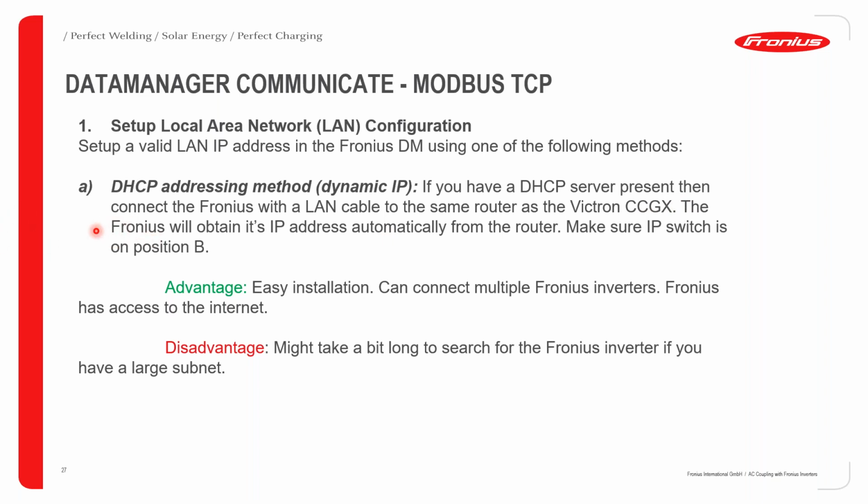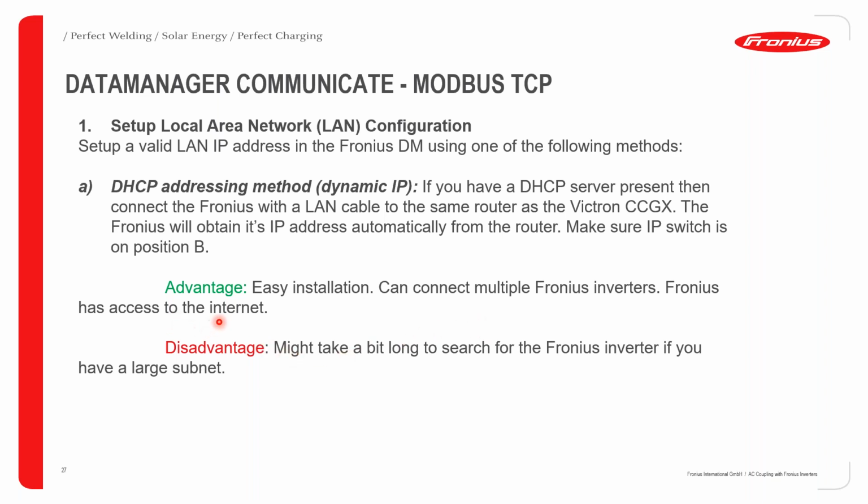As an option, you can do DHCP addressing, which means that the IP address is dynamically allocated to the data manager. So if you have a dynamic server present, then you only need a LAN cable connected to the same router that is serving the SABO-GX, and then the Fronius will obtain the IP address automatically from the router. In this case, make sure that the IP switch is on position number B. There is an IP switch on the data manager itself.